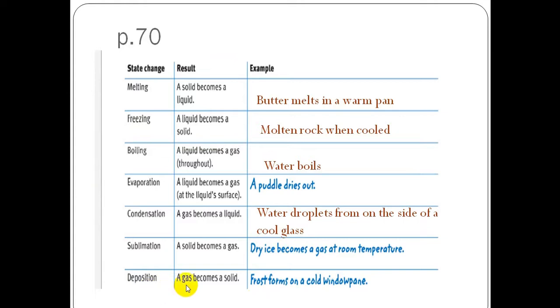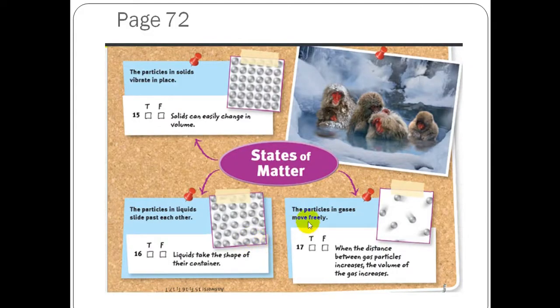Deposition, a gas becomes solid. Like for example, frost forms on a cold window. Okay, so let's solve the questions in the book on this page 72.